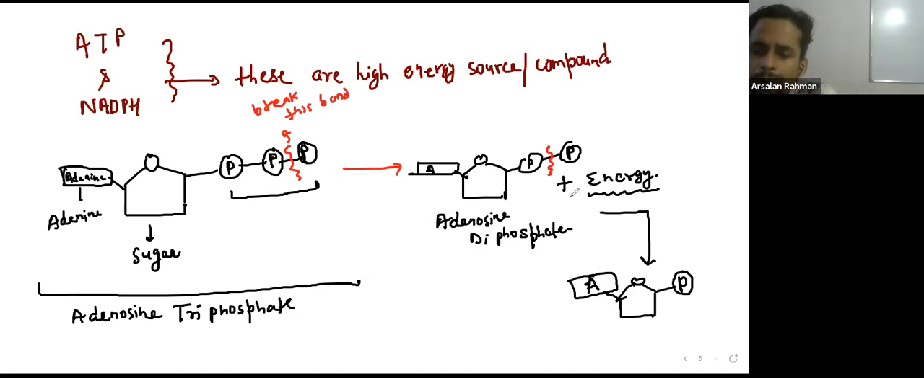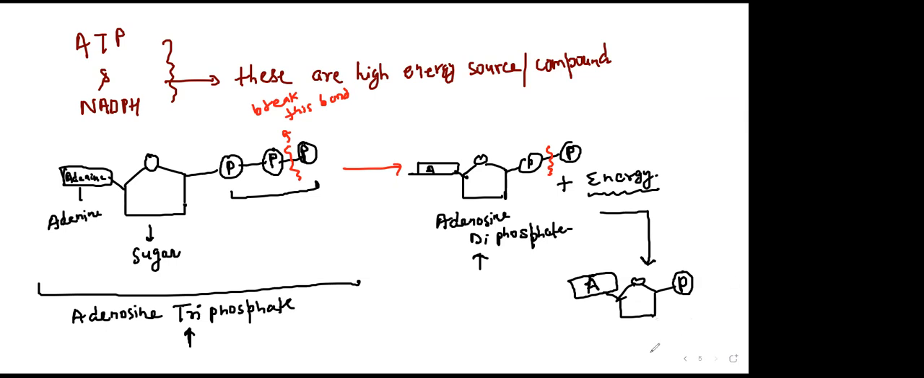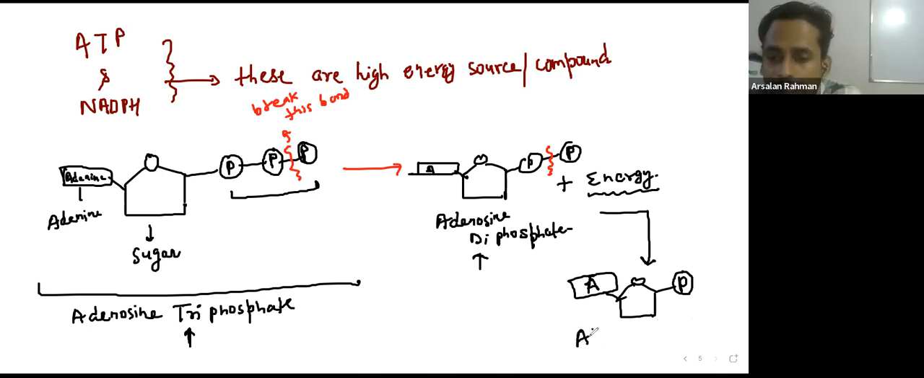Understood? Now, what will we call this? There are three phosphate, so we call this triphosphate. There are two phosphates, so we call this diphosphate. How many phosphate are there in this molecule? Sara, how many phosphate can you see? One. So we will say adenosine monophosphate. Understood or not? Mono means single.